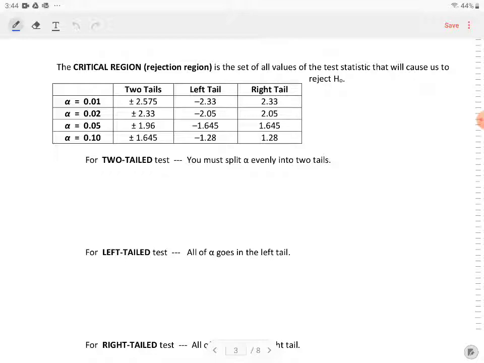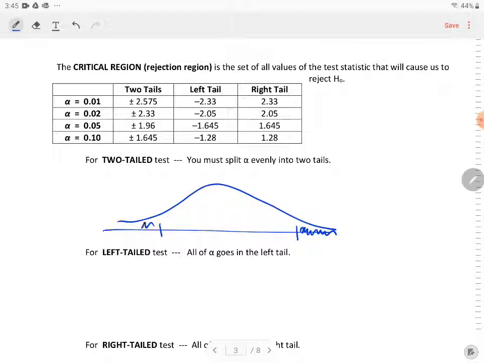For two-tailed, you must split it evenly into two tails. So we're going to go ahead and draw a picture and see what that would look like. So you're going to have two critical values. We're going to call them CVs. The area would be here and here. So if you notice, like your alpha, how you have plus or minus, that's two values.